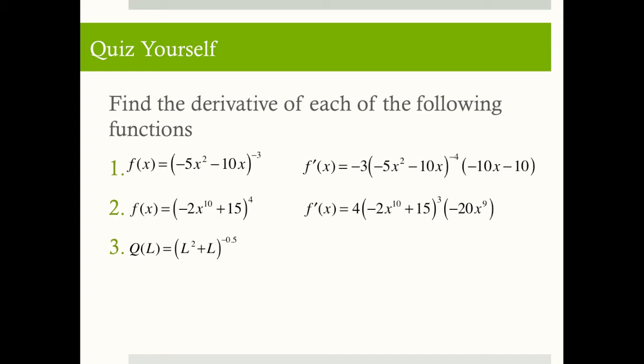And finally, if q of L is equal to (L squared plus L) all to the negative half, then q prime of L is equal to negative half times that inner function, L squared plus L, all to the negative 1.5, times the derivative of that inner function, which is 2L plus 1.